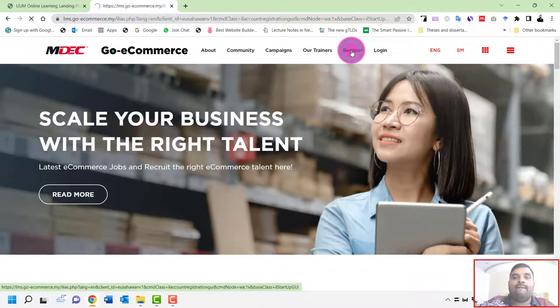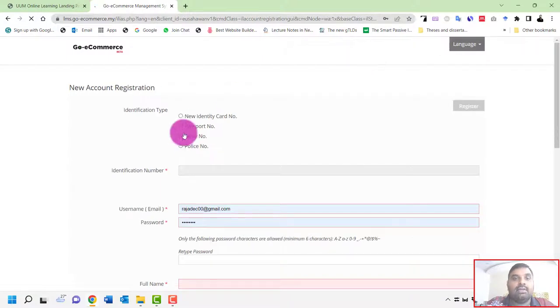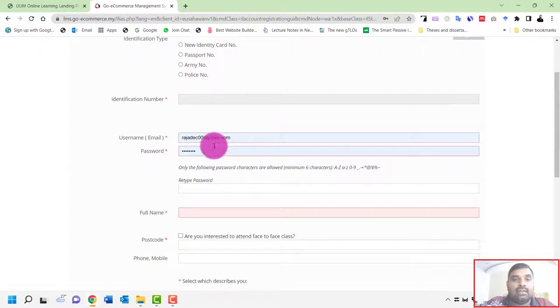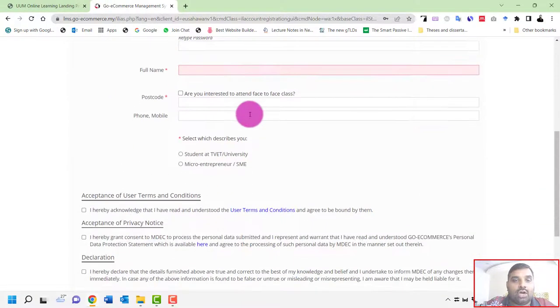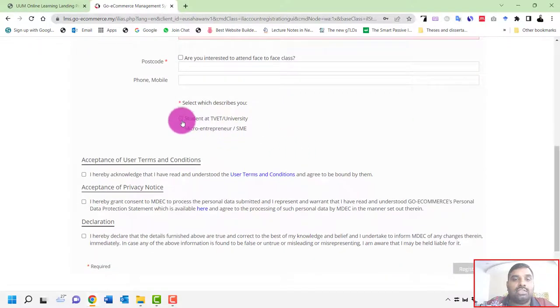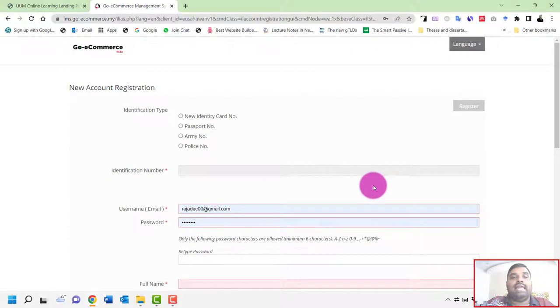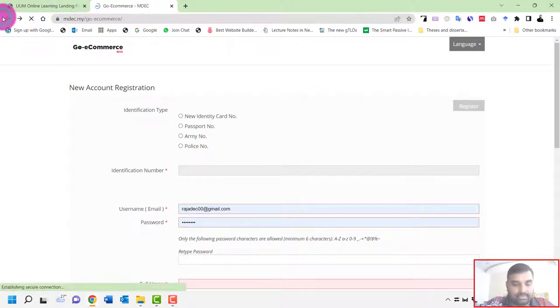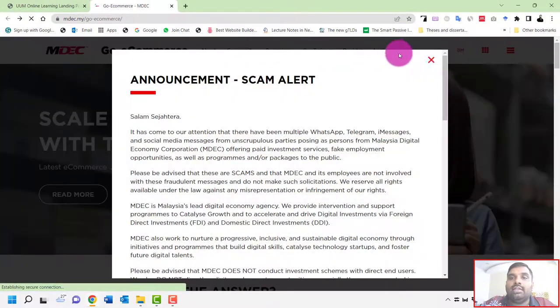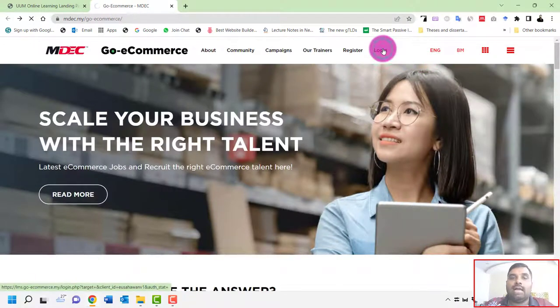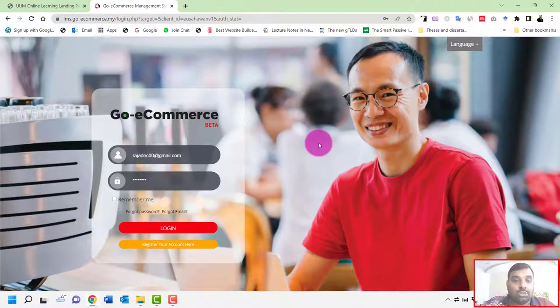When you register, if it's your first time, use your identity card and your email ID and so on, and you have to choose student at TVET/university. You are not a micro entrepreneur. And just register. Once you register, then you can log in. How to log in? Just click login. I'm going to use a student account for the demo because my account is quite different.